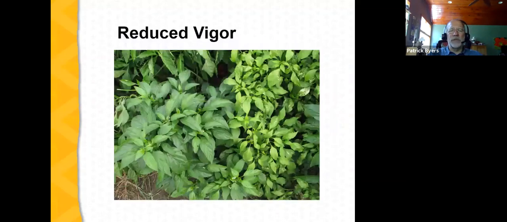Now, some of the symptoms of virus diseases, sometimes the symptoms are just general in nature. Here we see two pepper plants side by side, a healthy pepper plant and a pepper plant that is virus infected. If we look closely at the weaker plant, the plant with the smaller leaves, we also notice some leaf discoloration. Again, these are all symptoms of a virus infection.